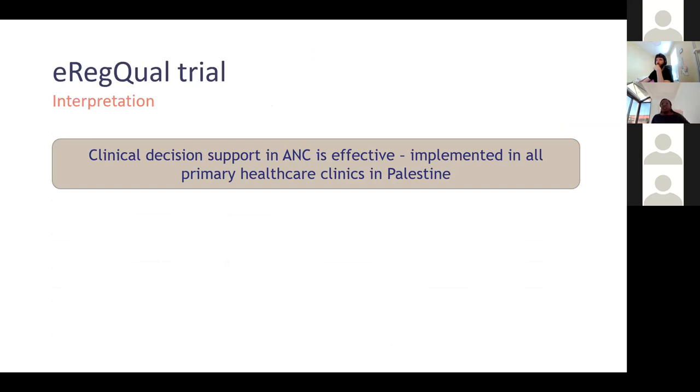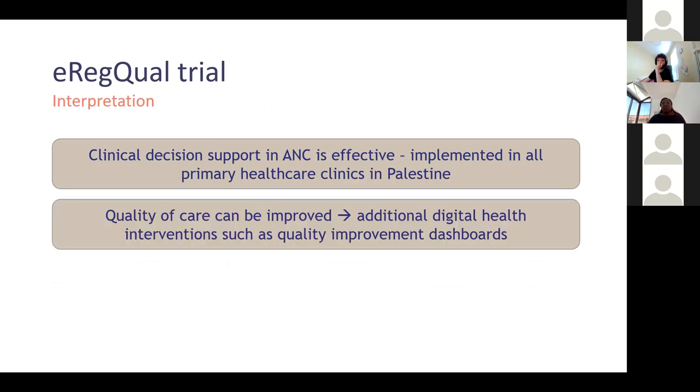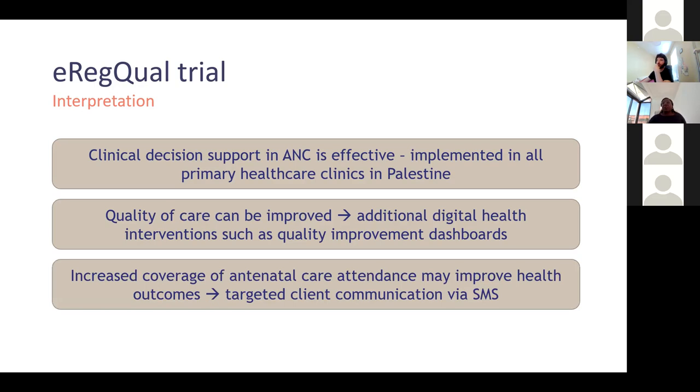So our interpretation of these results was that clinical care decision support in ANC is effective. We were able to implement this system in all the primary healthcare clinics in Palestine. And we think that the quality of care can be improved. There are additional digital health interventions like quality improvement dashboards, which Brian will be talking about in a bit. And we also think that increased coverage of antenatal care attendance may improve the health outcomes, because we did see some difference in the screenings, but in the health outcomes, there was not enough, because if you have only 8% versus 9% attendance, you are not going to get the results that you need.